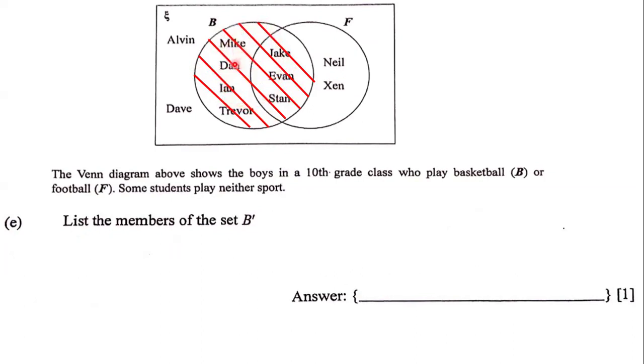We do not include Mike. We do not include Dan. We do not include Ian. We do not include Trevor. We do not include Jake, and we do not include Evan, and we do not include Stan. But all of the other elements that are in the universal set, we can include. So we do include Neil. We do include Zen. We do include Alvin, and we do include Dave. And so that means that the members inside the set B complement are Alvin, Dave, Neil, and Zen. And that's the elements of B complement: Alvin, Dave, Neil, and Zen.